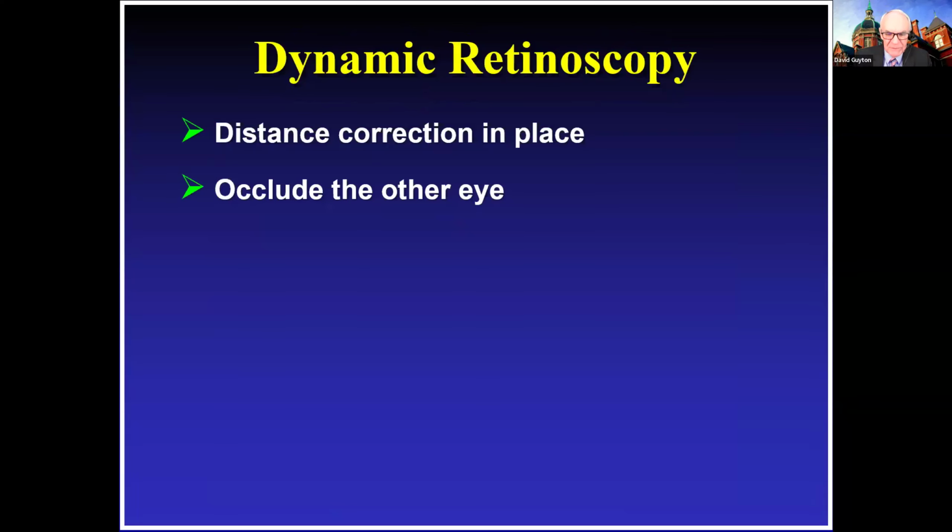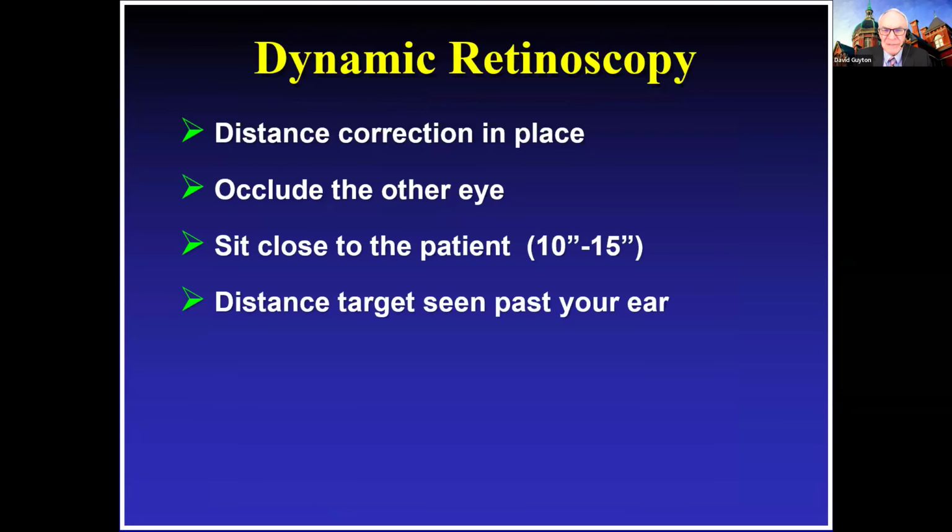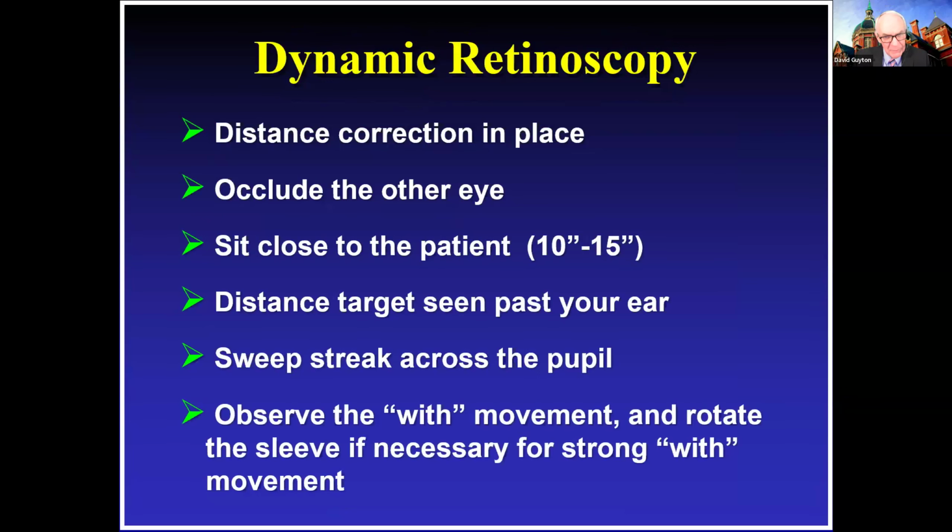So ordinarily, you put the distance correction in place if it's convenient, and you're able to do that, and usually occlude the other eye because you're looking at monocular effects here, and sit close to the patient, closer than usual, so you can see the reflexes better. 10 to 15 inches away is where I sit. The distant target is seen past your ear. Ask the patient to look at that. And then you sweep the streak across the pupil. And you should see, if the person's looking at that far target, strong with movement.